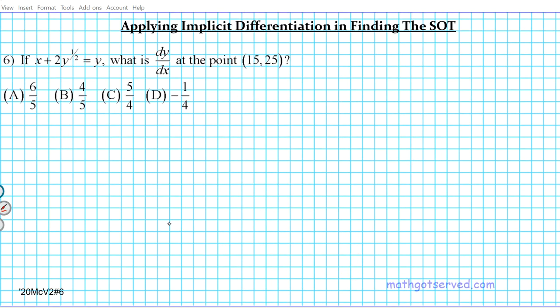Alrighty, let's take a look at question 6. In question 6, we're going to look at how to apply the implicit differentiation procedure in finding the SOT. So you might wonder, what is SOT? Well, SOT means the slope of the tangent line. Anytime that you're looking for the derivative at a point, what you're looking for is the slope of the tangent line. They basically are one and the same.